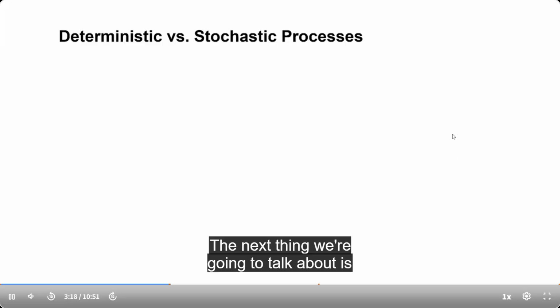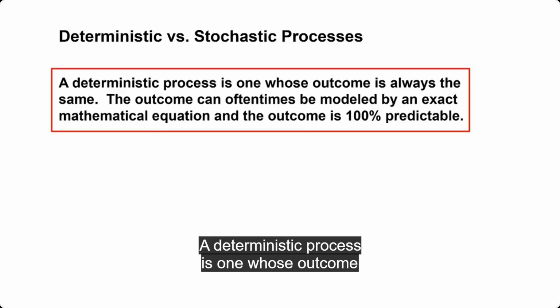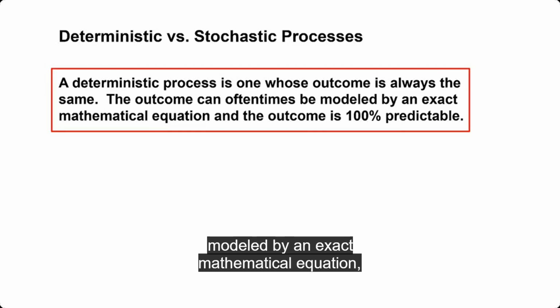The next thing we're going to talk about is deterministic versus stochastic processes. A deterministic process is one whose outcome is always the same, or nearly always the same. The outcome can oftentimes be modeled by an exact mathematical equation, and the outcome is very close to 100% predictable.